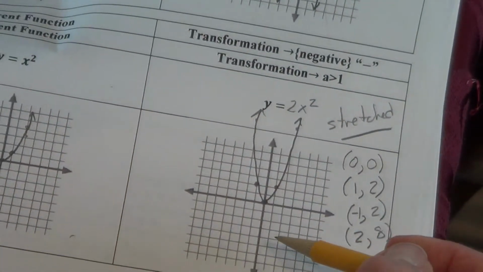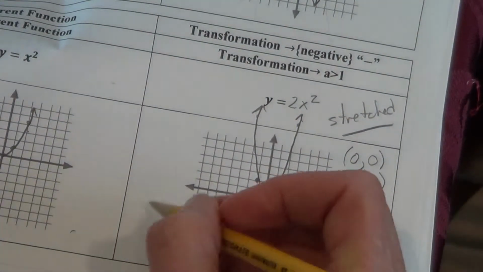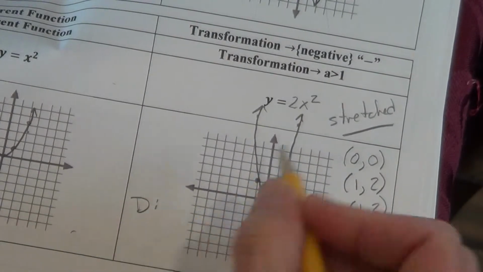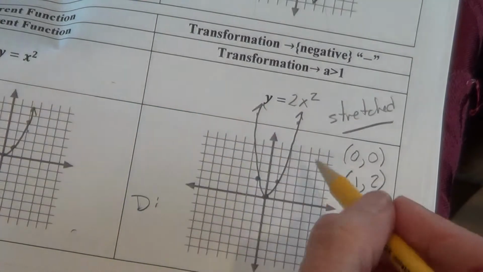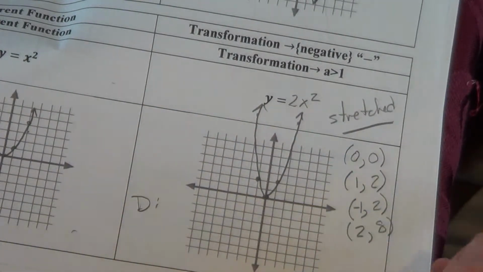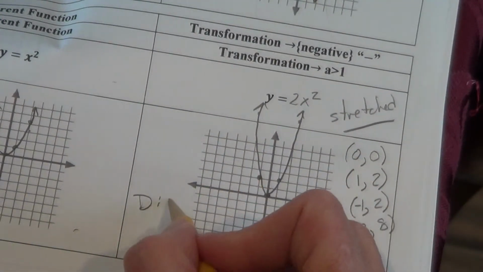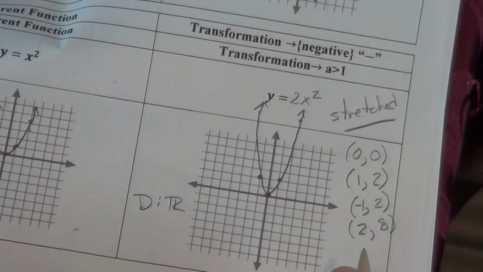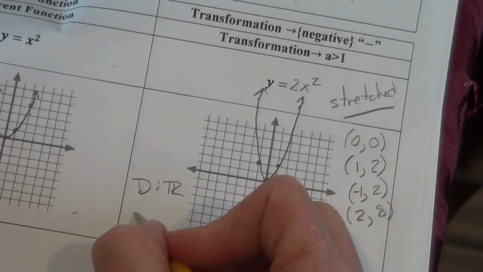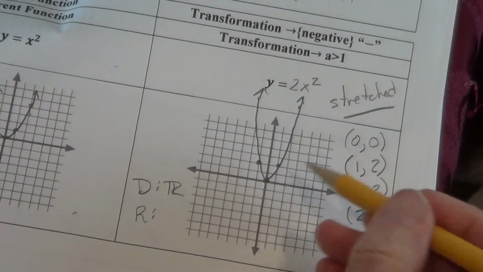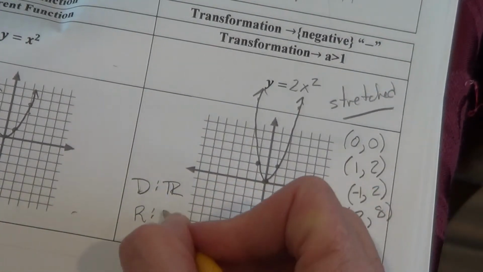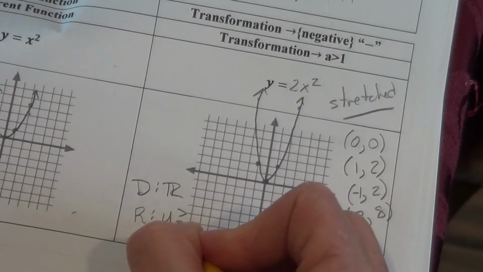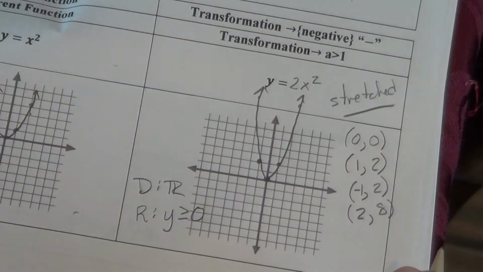Going to the next one. See how the domain again is unrestricted, because as this u goes out, it'll cover all these x values out here. As the u goes out, it covers all the x values out there. So the domain is all real numbers. The range, however, again has a restriction. There's no graph down in here. It's only from 0 up. So y is greater than or equal to 0.